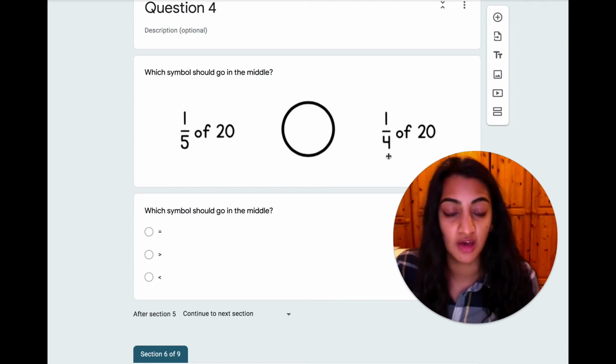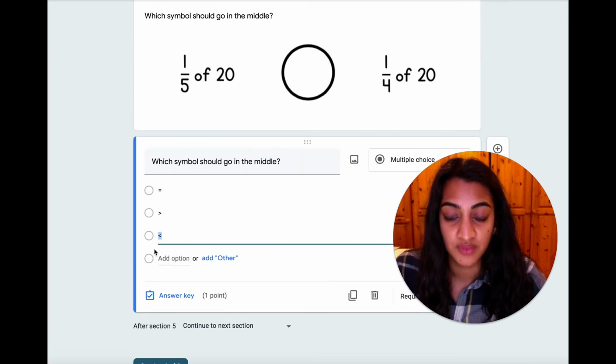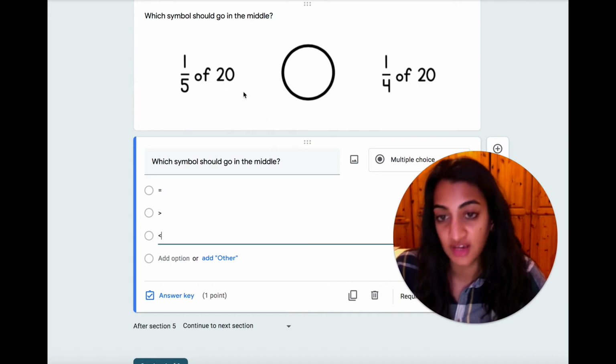So what is bigger, 4 or 5? What is greater? Hopefully you all realise 5 is greater than 4, so the symbol that needs to go in the middle is this one here. The one that shows that 1/4 of 20 is greater than 1/5 of 20, because 1/4 of 20 is 5 and 1/5 of 20 is 4.